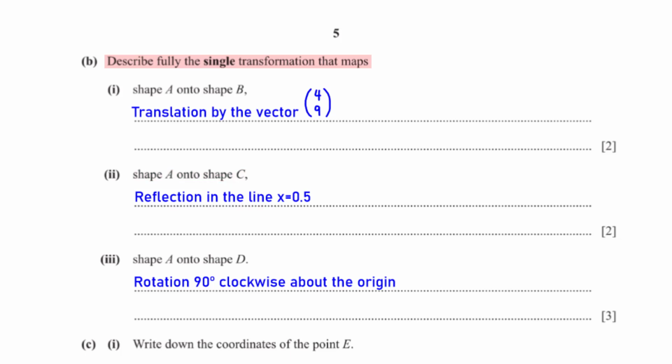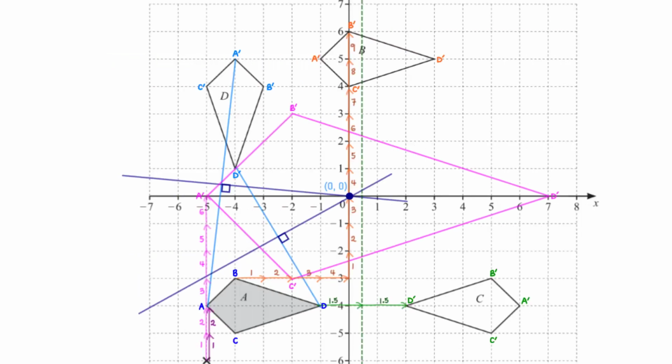Describe fully the single transformation that maps shape A onto shape D. When we look at shape A and shape D, they have the same size but their orientation is different, which means the transformation is either a reflection or a rotation. When we rotate shape A 90 degrees in the clockwise direction, we get shape D.